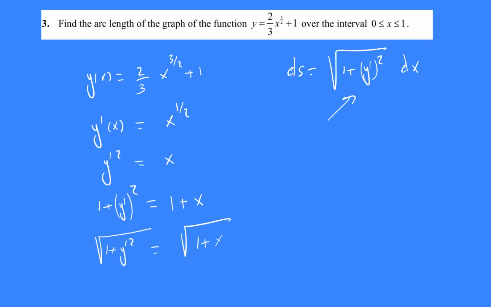Then the integral that they are asking for, the arc length s, is the integral of ds, or the integral from x equals 0 to x equals 1 of ds. But ds is the square root of 1 plus x dx. And what is the antiderivative of the square root of 1 plus x?